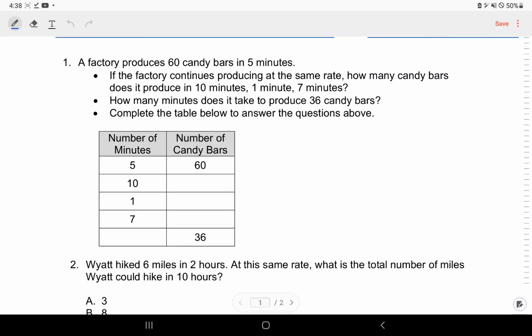Alright, so this is the review for the quiz on Monday. And so here we go.